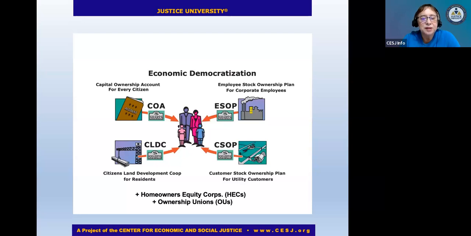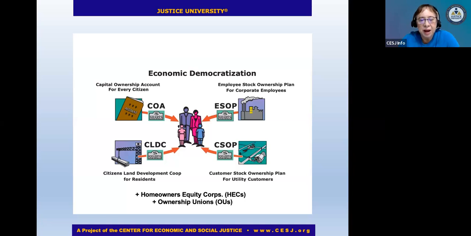The vehicles we'll be looking at today, which we would say are economic democratization vehicles, the primary one is the capital ownership account, which connects every person individually to the growth in the economy. We have employee stock ownership plans, which exist in the law now, and they're designed for corporate employees. The CLDC, which is designed to create equal ownership opportunities for every resident within a defined geographical area.